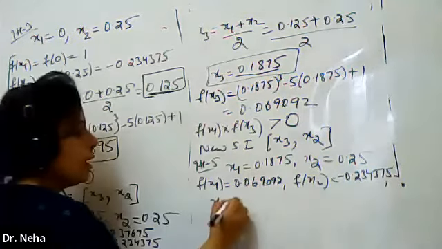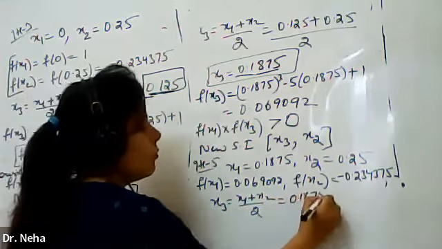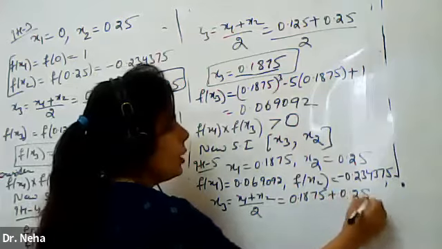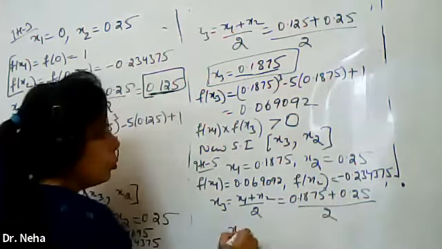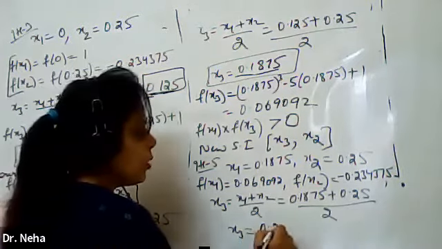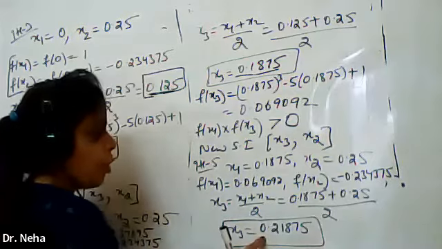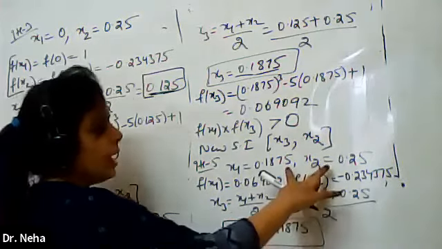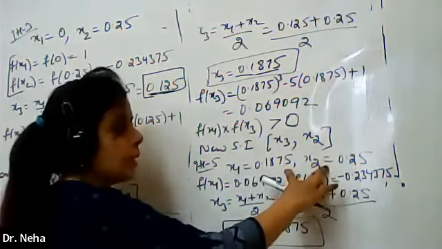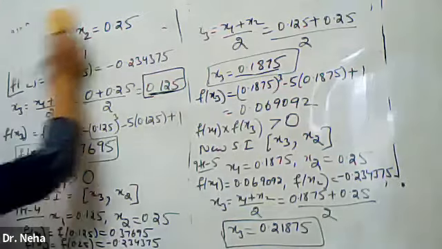Let's find x3, which is x1 plus x2 by 2. 0.1875 and 0.25 divided by 2. That means the value of x3 is 0.21875. Let me repeat again that x3 will always lie between x1 and x2 of that particular iteration. Clear? Now let's find fx3.